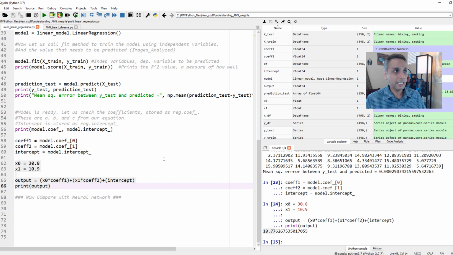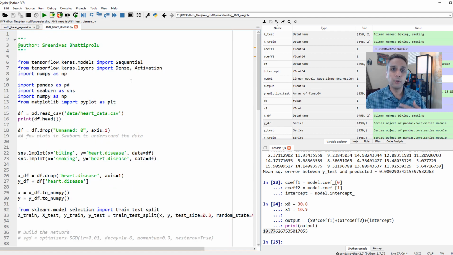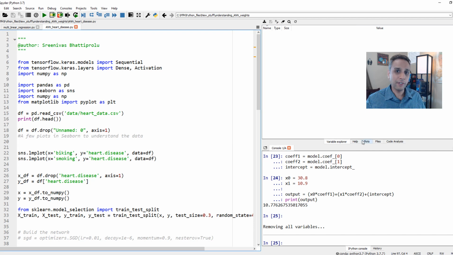Now let's actually see how neural networks work. I think this is what you tuned into this video to begin with, but I hope linear regression is clear enough. Now let's get to the next part. For that, let's clear everything we have here, okay, and start with a clean slate. I'm cleaning out all my variables.